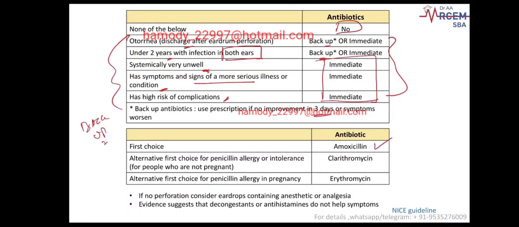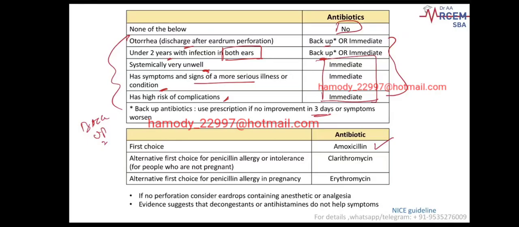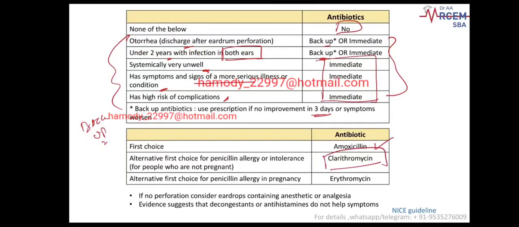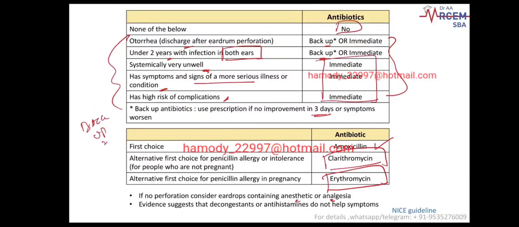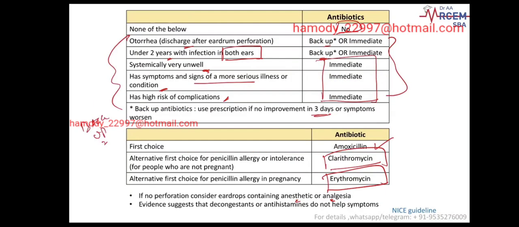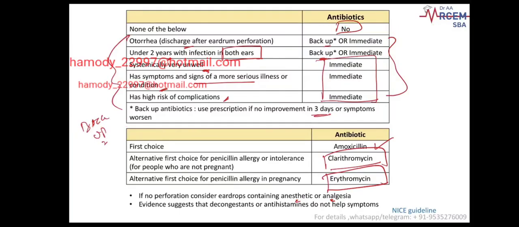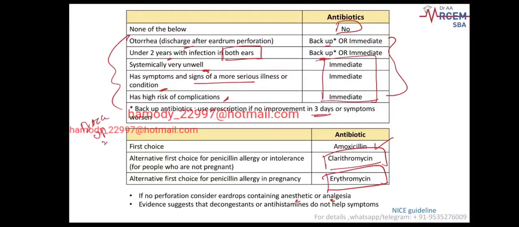First choice here is amoxicillin. If they're allergic to amoxicillin, clarithromycin is preferred. In pregnant women who are allergic to amoxicillin, you go ahead with erythromycin. If no perforation is there, okay, for the pain, you can give eardrops which have analgesia and anesthetics, like a local anesthetic. But you need to make sure that there is no tympanic membrane perforation.